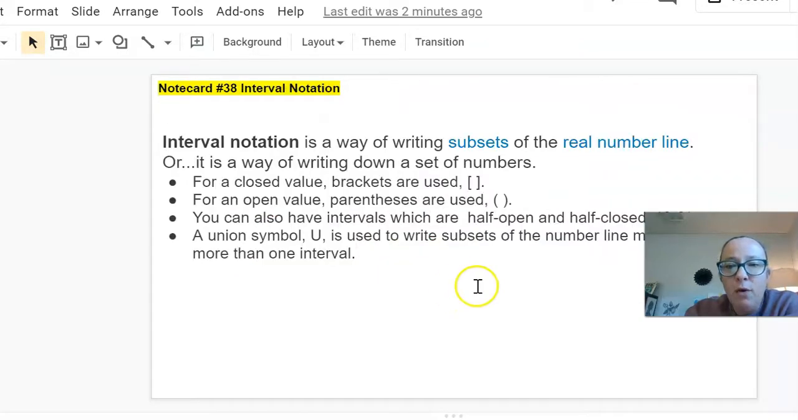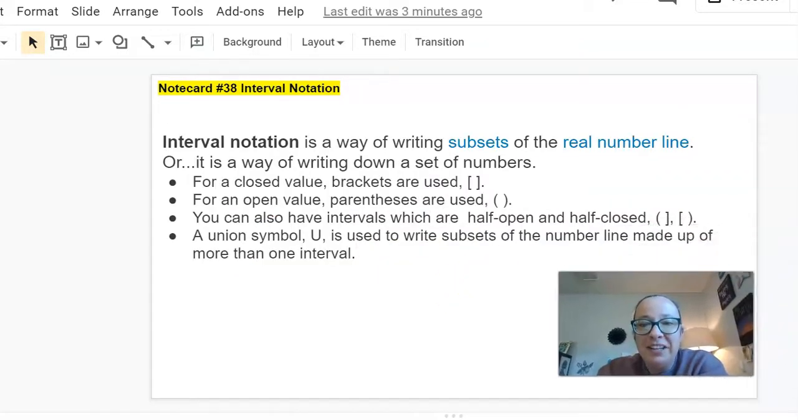All right, so now we're going to move on to interval notation. So interval notation is a way of writing subsets of the real number line. Another way to say it is a way of writing down a set of numbers. So again, I think you guys have seen this. I think you know how to do this, but just in case you don't, we're going to go over it.